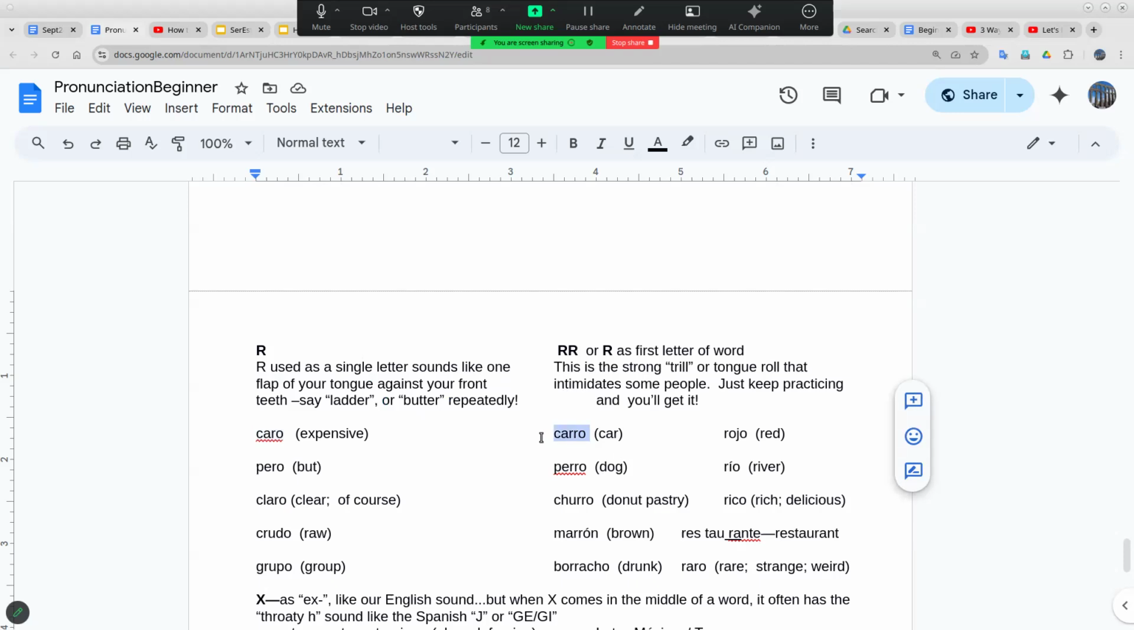Carro. Claro. Instead of pero, the word for but, it's perro. Perro. And if you emphasize it and overdo it a little bit, it's okay. It's all good. We get this word, churro. Yeah, it's that little donut thing, except it's not usually round.